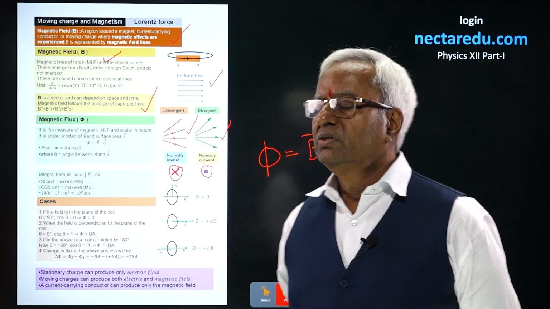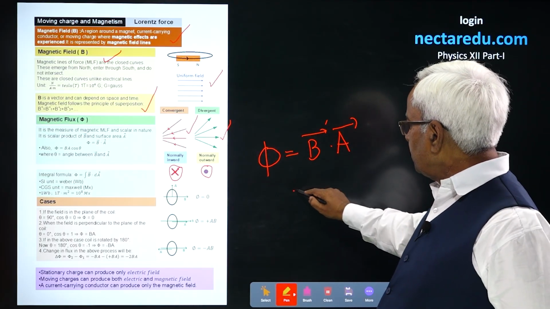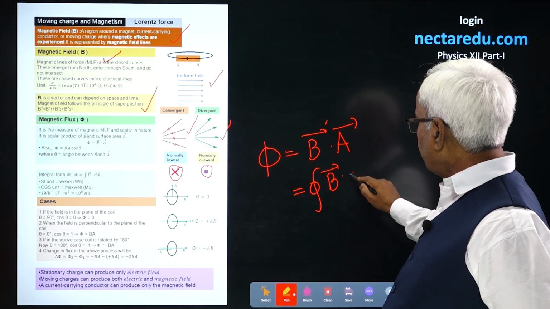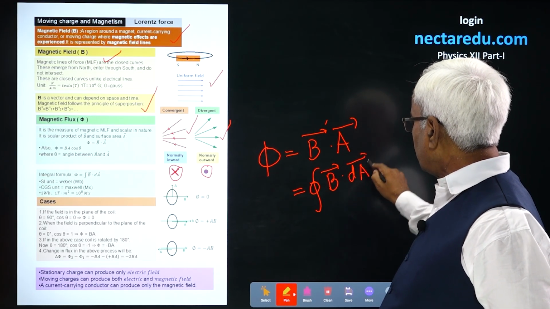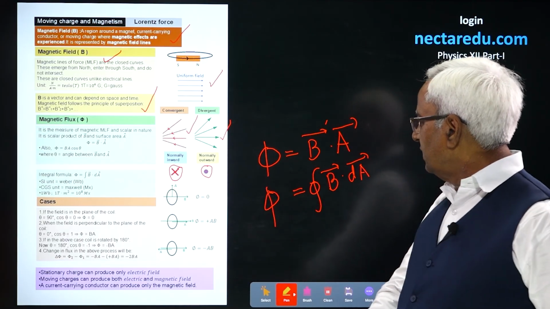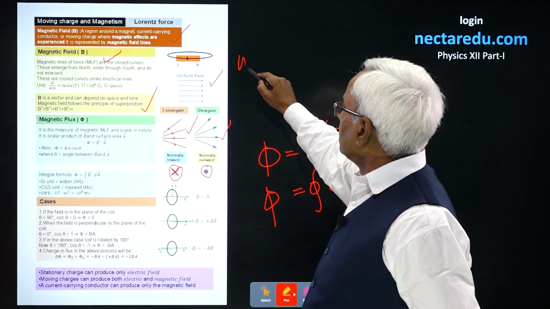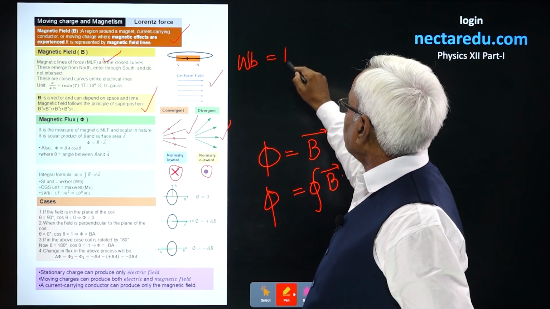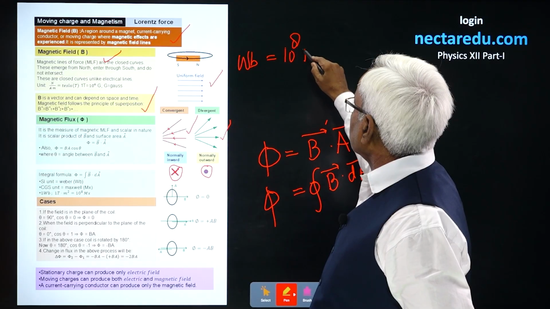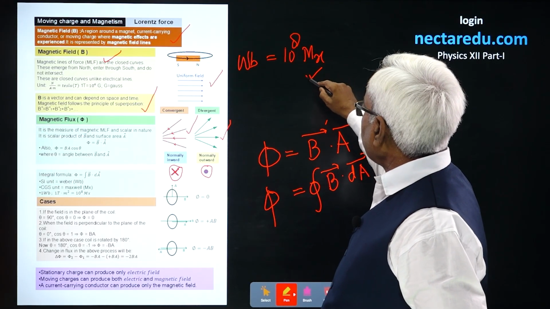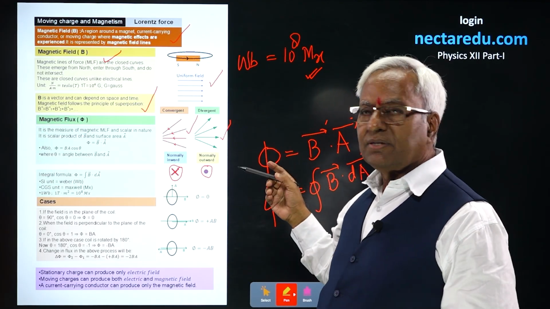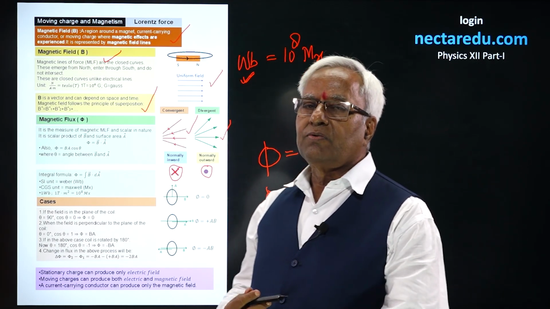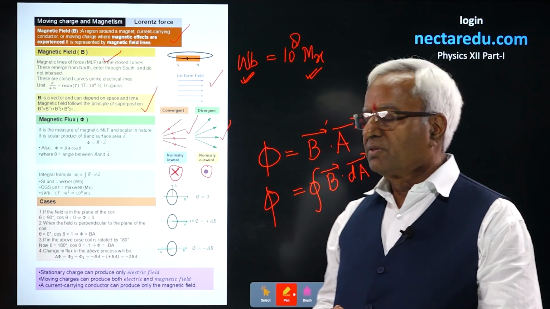Magnetic flux might be represented in integral formula also. This is the way of writing integral formula for magnetic flux. Its SI unit is going to be Weber, and in CGS you will write Maxwell. This is Maxwell, name of a scientist. This is Weber, name of a scientist. 1 Weber equals 10 to the power 8 Maxwell.